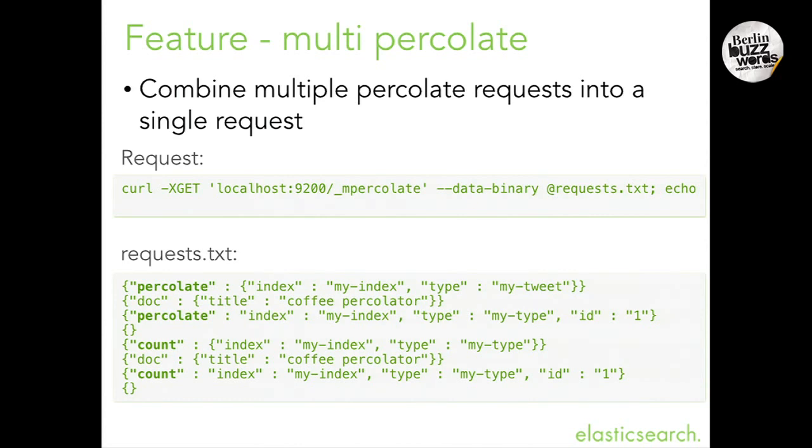The way you send a request to the multi-percolate endpoint is such that each line in the request body tells an instruction. In this case, percolate, and the next line contains the document you want to percolate. The third line tells it to percolate an existing document, so that you don't need to specify the body again in the next line. It's just an empty bracket, but all the commands should be line separated. And it's just one call to Elasticsearch.